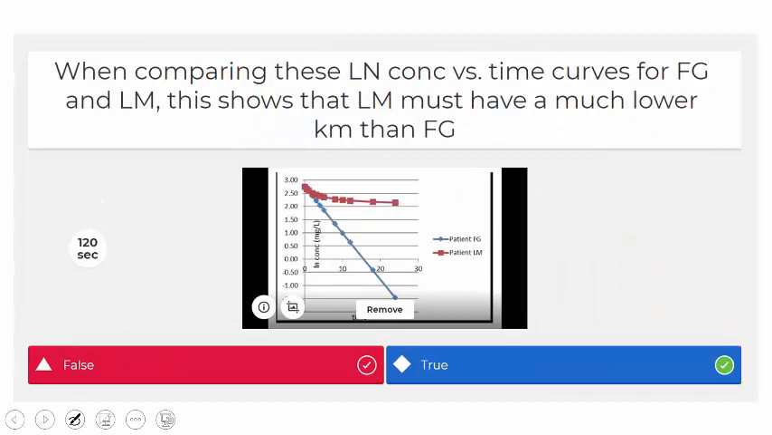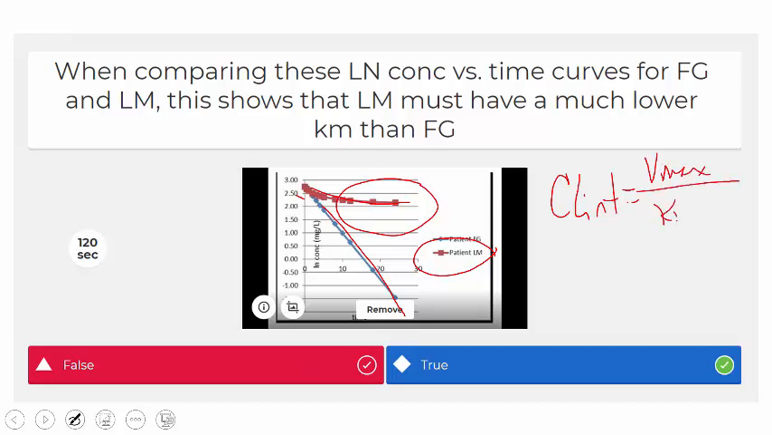When comparing these natural log concentrations versus time curves for Fg and Lm, it shows that Lm, which is the red one here, must have a much lower Km than Fg. Well, we can see this is linear and this guy's not linear. Patient Lm is not linear. So if we look at intrinsic clearance, if we know it, probably we need to know that it's cleared hepatically, low extraction drug, but to skip those steps, remember it's all about this relationship, right?